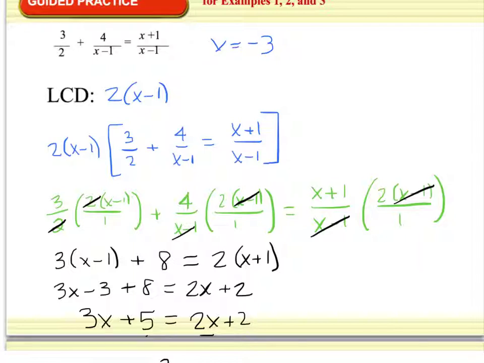And you'll see that if you evaluate the function at x equals a negative 3, you actually get negative 1 on both sides. So this is a valid solution.